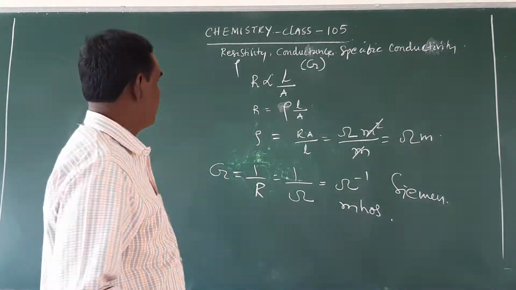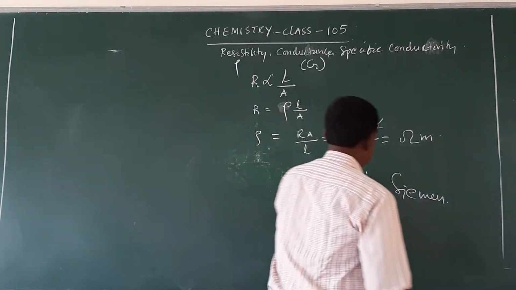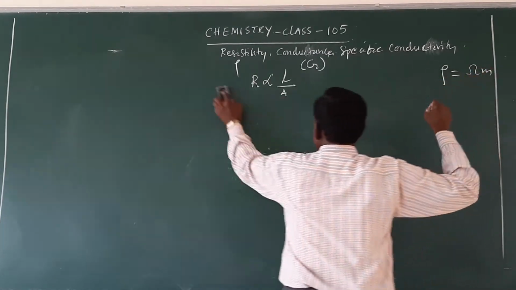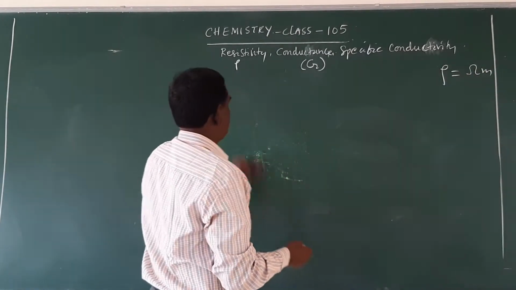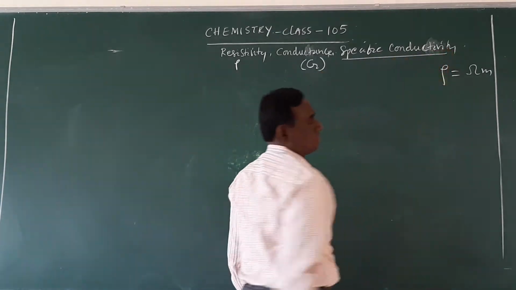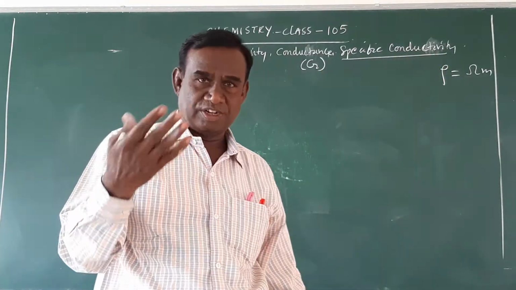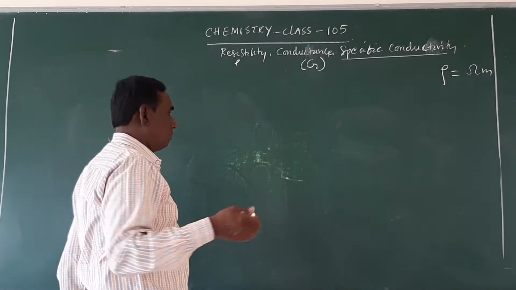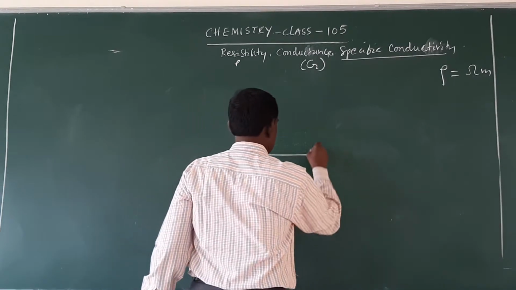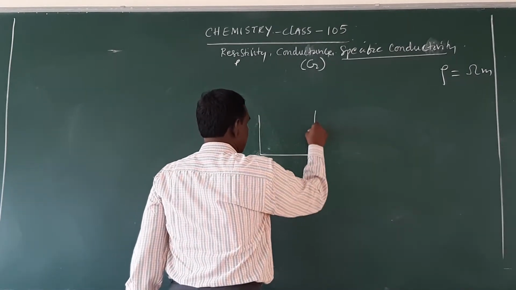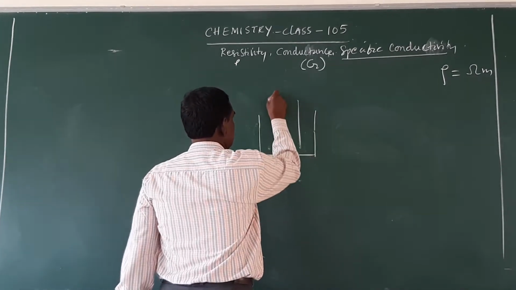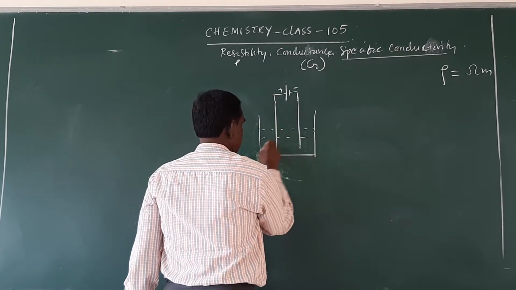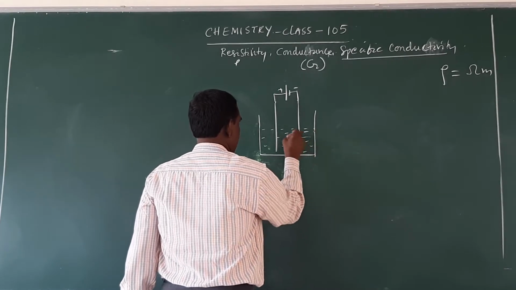Next, we have defined rho in ohm meter. Now, what is the specific conductivity or specific conductance? It is the conductivity produced in between two electrodes. I am going to take one electrolytic cell. Here two electrodes are there, connected with plus and minus, and this is the electrolyte solution.